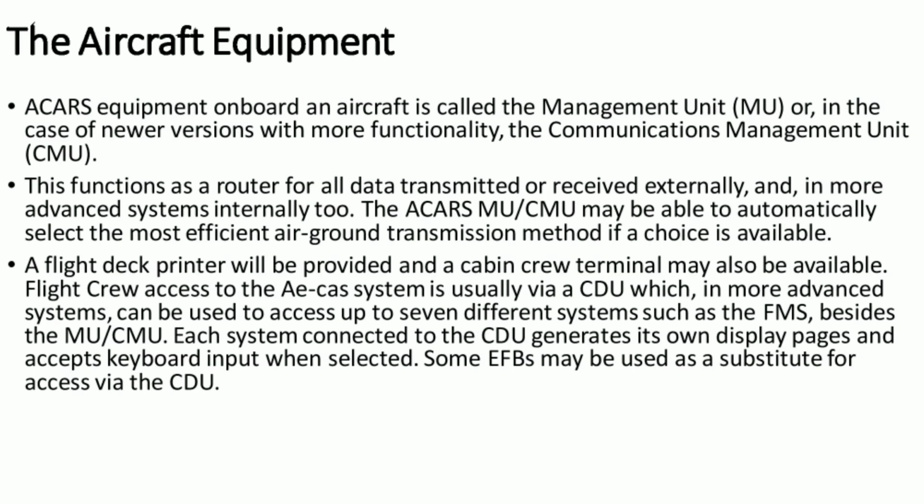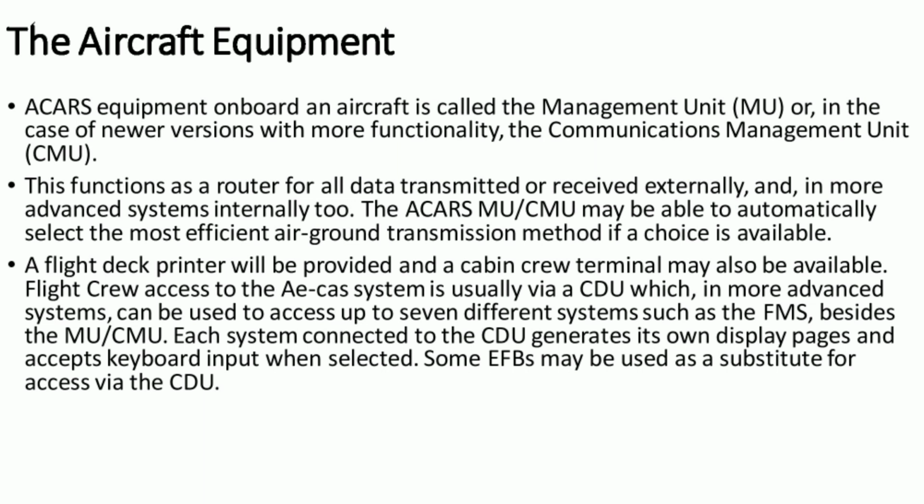The aircraft equipment. ACARS equipment on board an aircraft is called the management unit (MU) or, in the case of newer versions with more functionality, the communications management unit (CMU). This functions as a router for all data transmitted or received externally, and, in more advanced systems, internally too. The ACARS MU, CMU may be able to automatically select the most efficient air-ground transmission method if a choice is available. A flight deck printer will be provided and a cabin crew terminal may also be available.